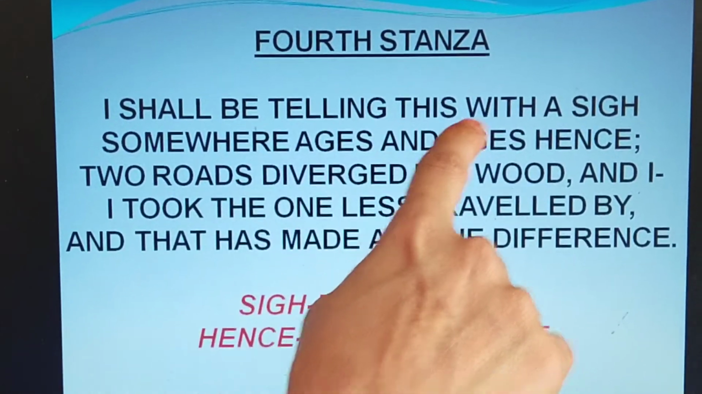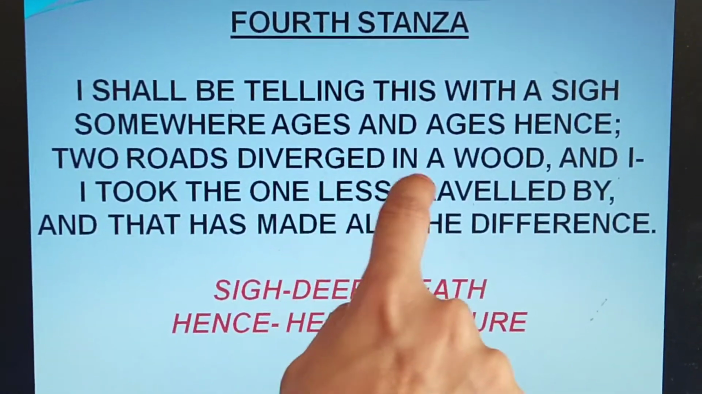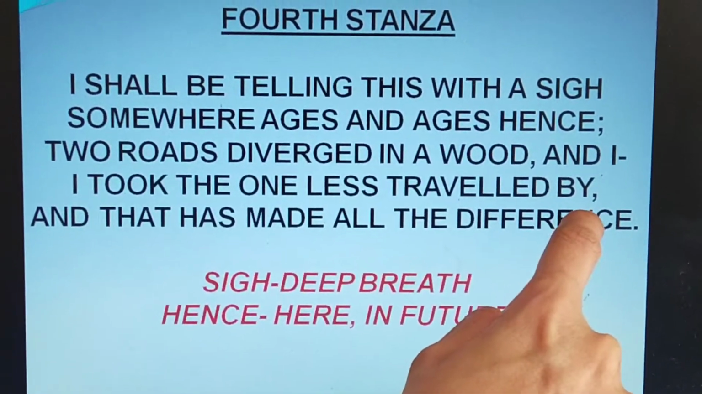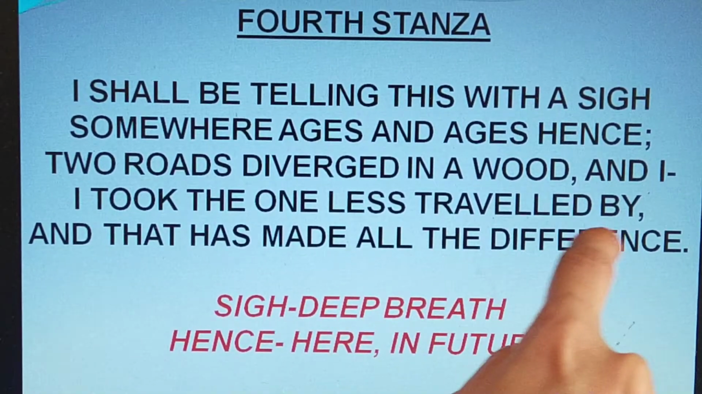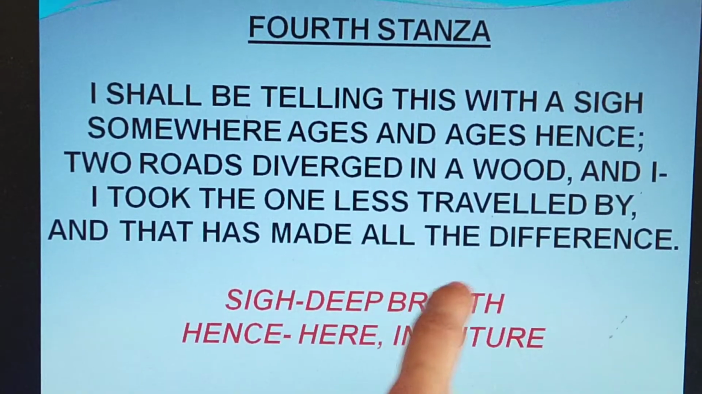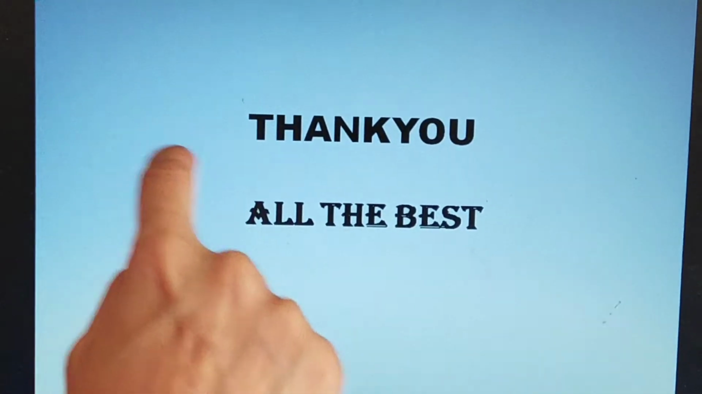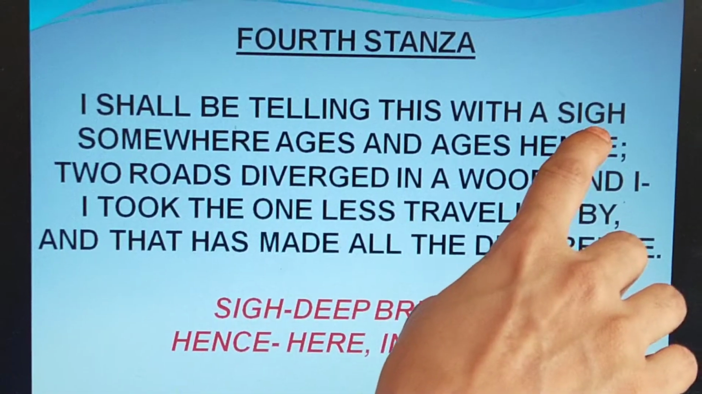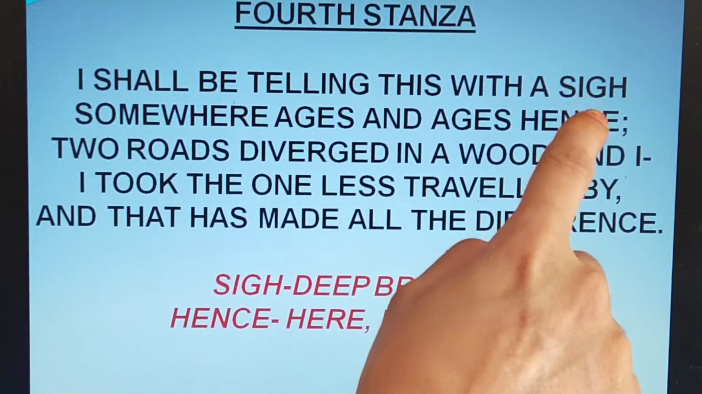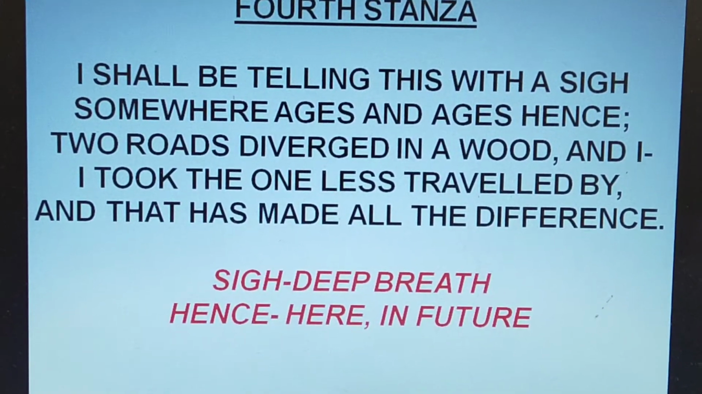I shall be telling this with a sigh. Somewhere, ages and ages hence, two roads diverged in a wood, and I took the one less travelled by, and that has made all the difference. See the words over here, students? Sigh means deep breath. Hence, here it is used for the future. I shall be telling this with a sigh. That means he is saying that I may be telling this with a deep breath in my future. I shall be sharing this with someone in my future.